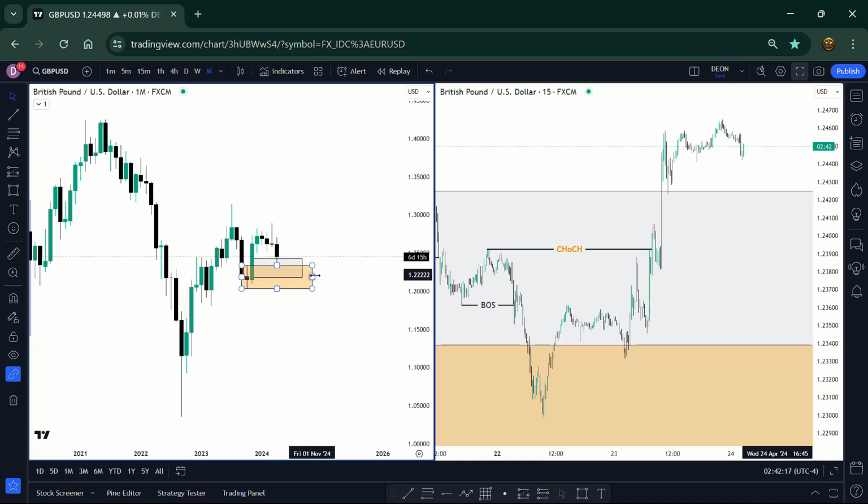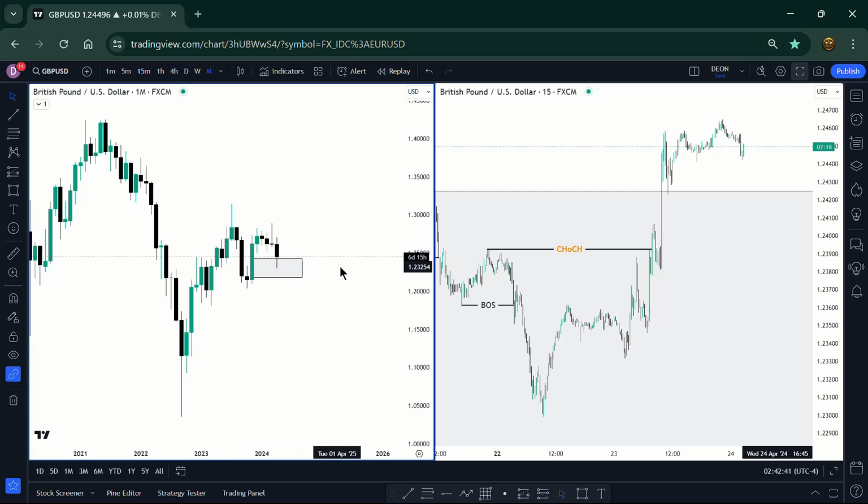That's how bias works, how multiple time frame analysis works. It's called confluence, when a lot of things come together to work for you to take that trade.